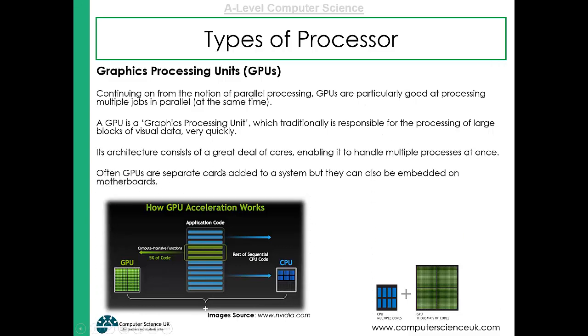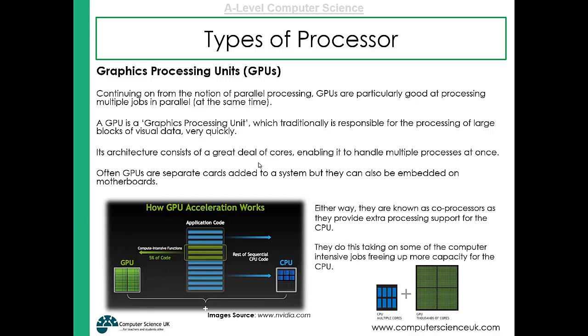So GPUs, they're often in separate cards, you add them to the system, or they could be embedded on motherboards. But either way, they're actually known as co-processors, so they provide extra processing support for the CPU. They do that by taking some of the intensive jobs that the CPU might have to do and free it up so the CPU can do lots of different jobs, make the computer work really effectively. So it might take a little bit of pressure off the CPU.